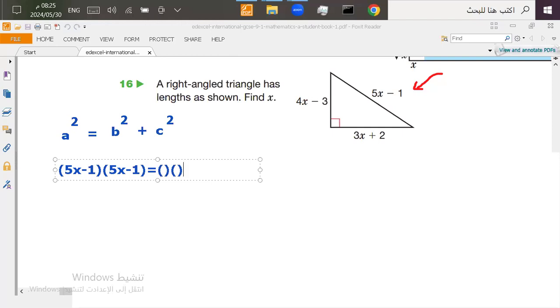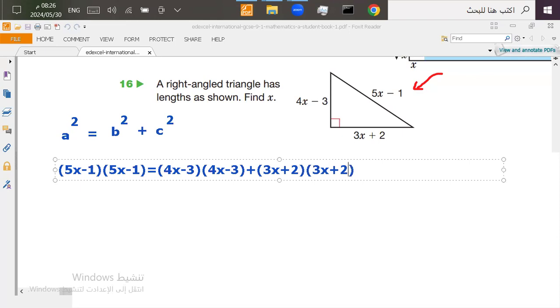Let's take this. So two brackets, 4x minus 3, multiplied by 4x minus 3. And then plus, same idea with the last one, 3x plus 2. So two brackets. Focus on the steps because they're very important. 3x plus 2. Now, I have the formula done. I have these substituted instead of the letters. Now I'm gonna expand them.